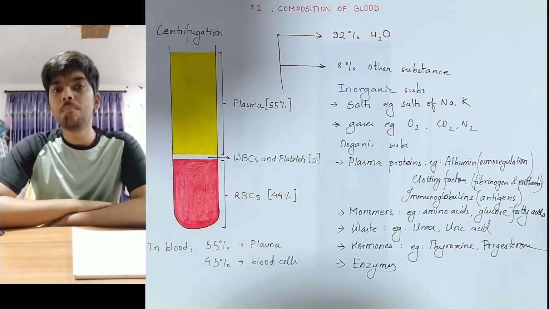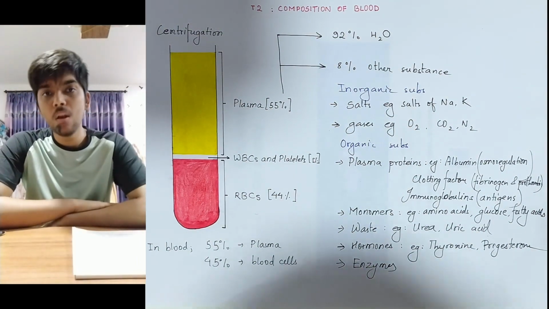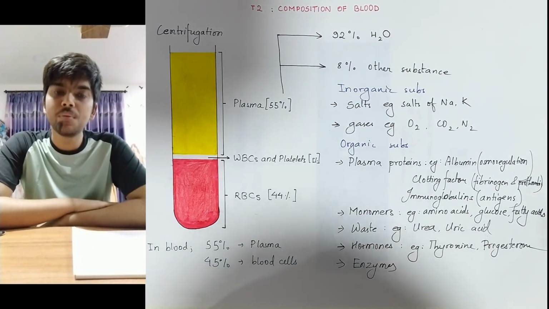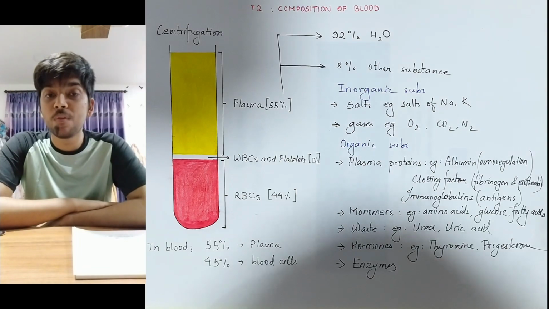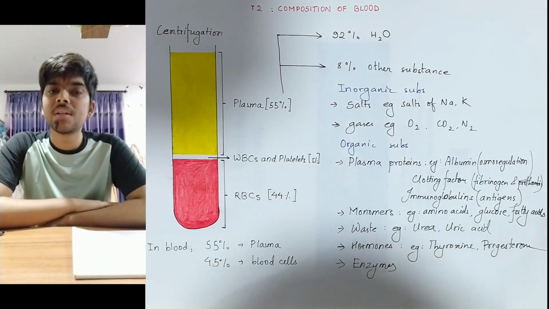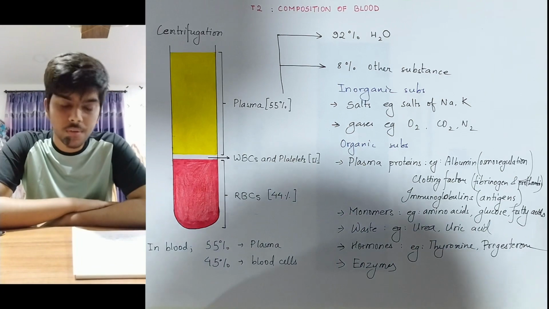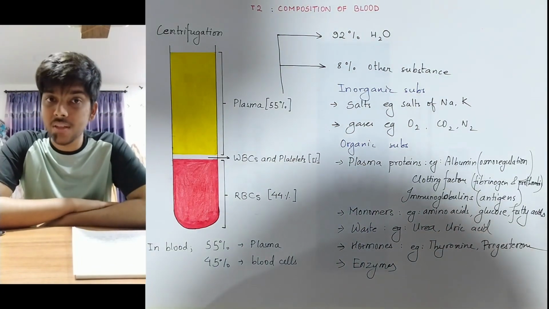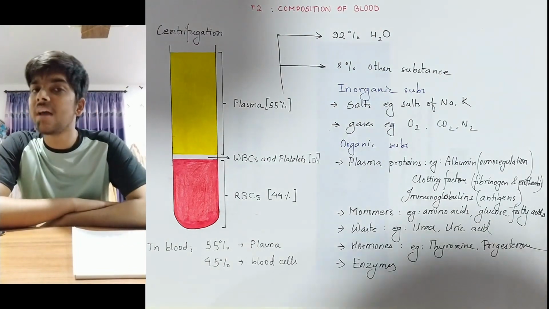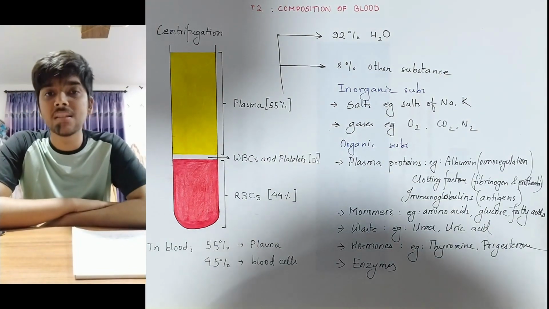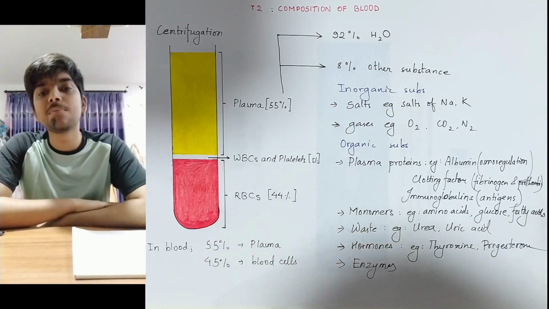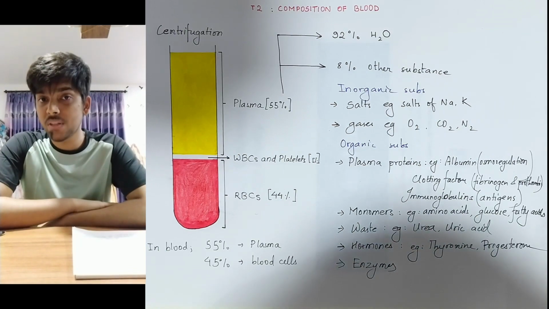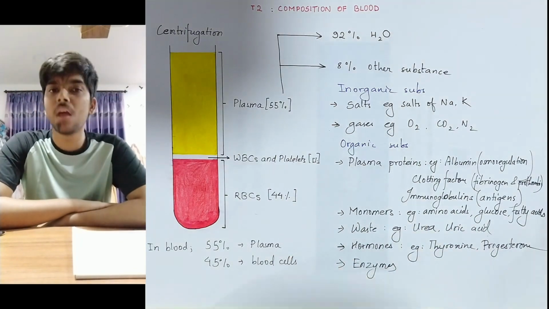So, blood is composed of 55% pale yellow liquid called plasma, and the remaining 45% cells, which includes red blood cells, which form 44%, and white blood cells and platelets, which form the remaining 1%. Plasma is further composed of 92% water and 8% other substances. These other substances are either inorganic substances such as inorganic salts and gases, or organic substances such as plasma proteins, monomers, waste products, nitrogenous waste products, hormones, enzymes, and all of that.